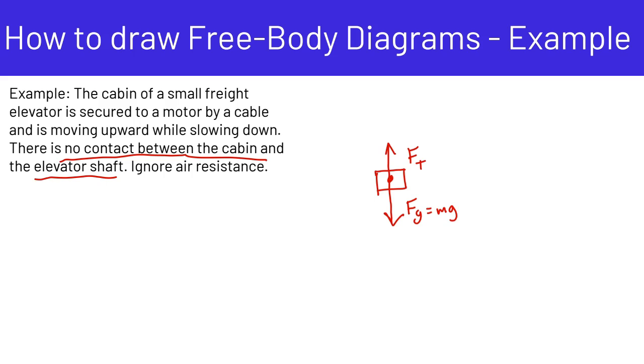But we know that the tension force is smaller than the gravitational force because it is moving upward while slowing down. So the gravitational force has to be larger than the tension force. All right, so that's how you would draw this free body diagram. We don't have any numbers, so we can't do any math with it, but we can do that small bit of analysis in knowing that the gravitational force is greater than the tension force because it is moving upward and slowing down.